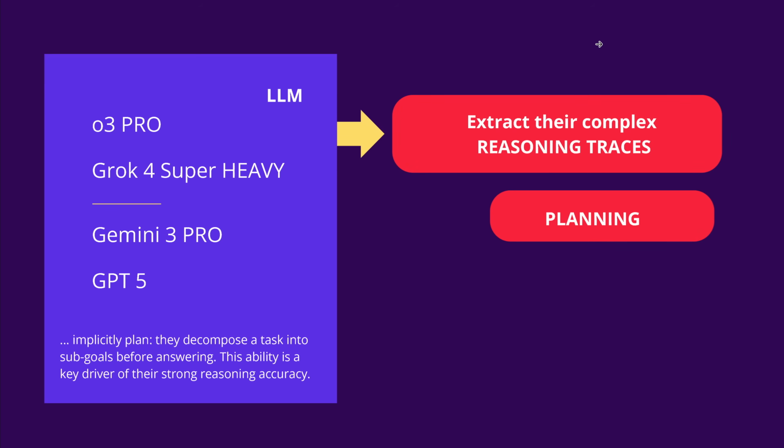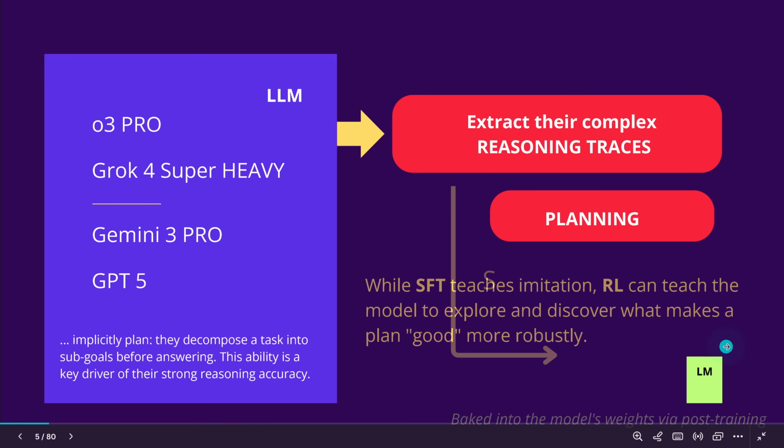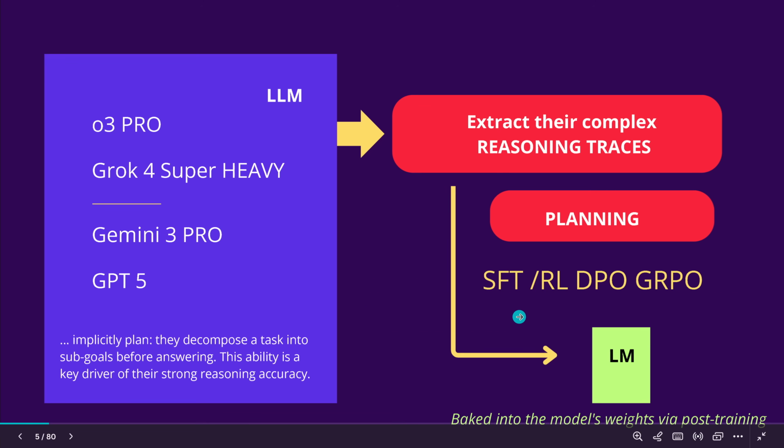So if we want to transfer this knowledge with imitation learning, what do we do? Well, easy, no? Extract complex reasoning traces and extract here the complex planning process. And then, you know, supervised fine-tuning teaches the imitation. Reinforcement learning can teach the model to explore and discover what makes it a really good plan. And then we transfer everything here from the Titan to our little David. This is it. So what we do, supervised fine-tuning, reinforcement learning, DPO, GRPO, we will have a look at this in detail. And you know what is beautiful?